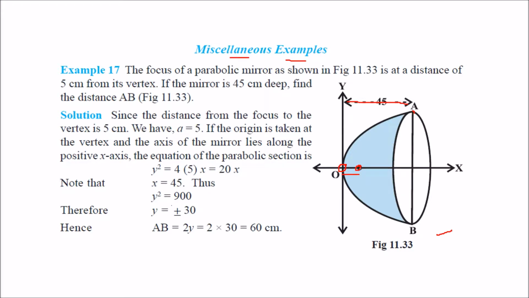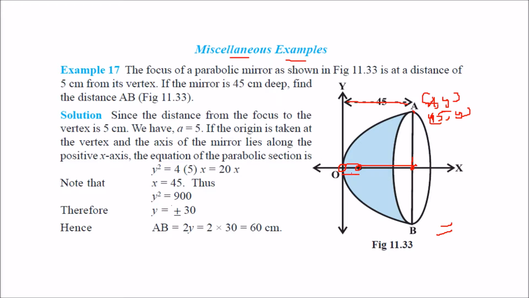this x point is given, right? Now if this distance is 45, we have to find out the distance AB. That means this complete distance from this point to this point. Let us take this as x, this as y. Now x is already given, which is our 45. We have to find out the y.